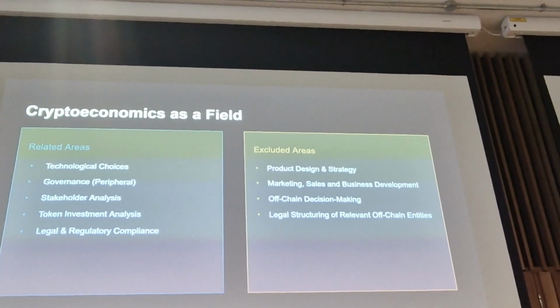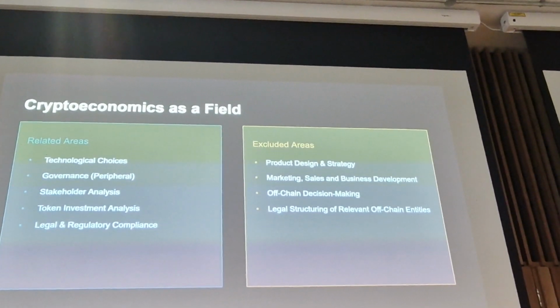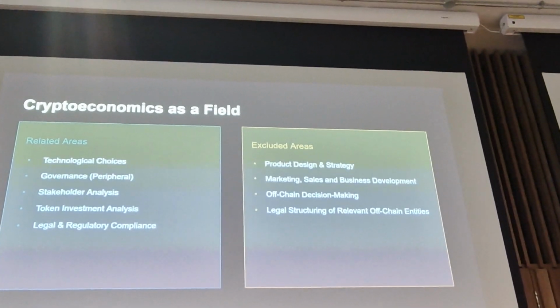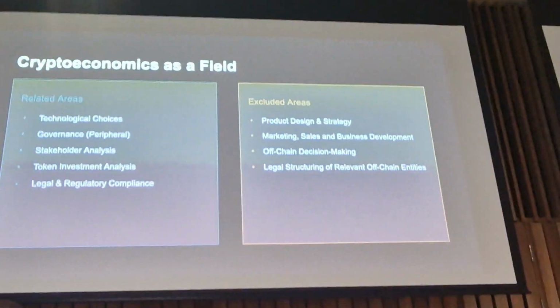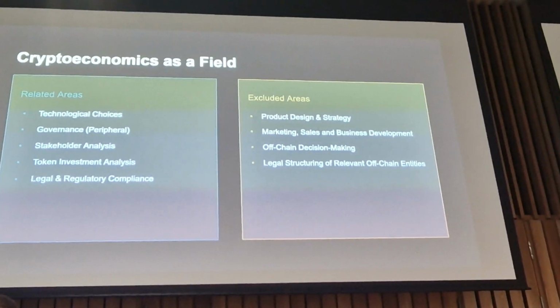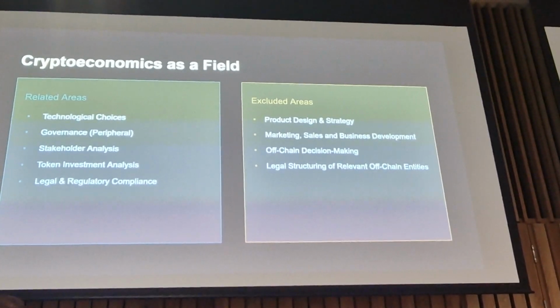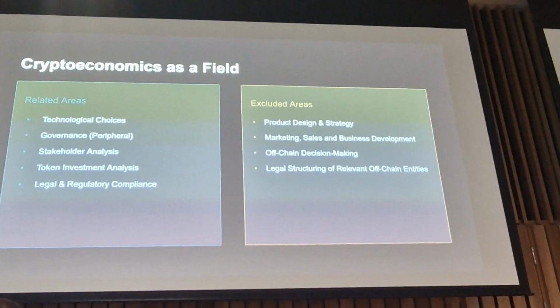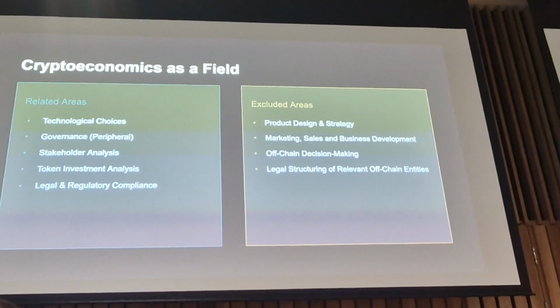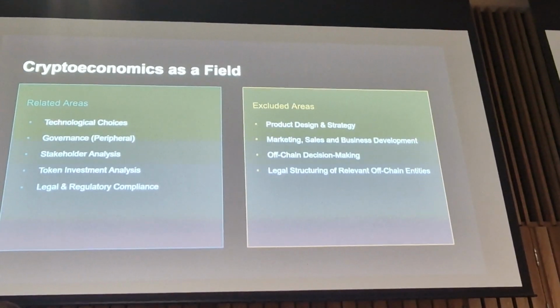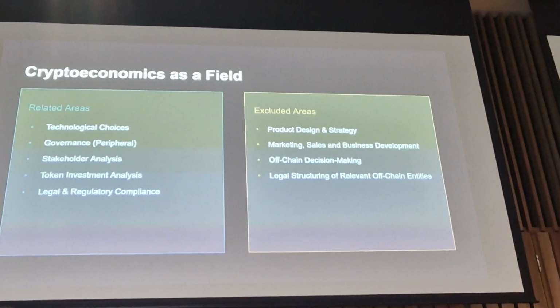And then the excluded areas that might fall under a blockchain consultancy but wouldn't be under the realm of cryptoeconomics would be product design and strategy, marketing, sales and business development, off-chain decision making, and then legal structuring of off-chain entities. What these all have in common is that they're all off-chain decisions, and they're also not inherently economic, at least not considering the token itself.